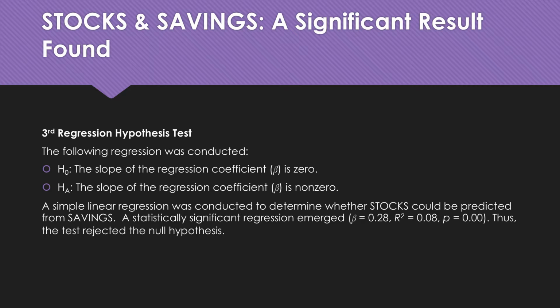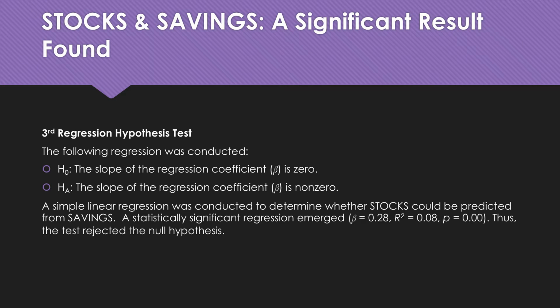The last regression hypothesis test that was performed is in regards to stocks and savings. We notice that the null hypothesis states that the slope of the regression coefficient is 0, and the alternate hypothesis states that the slope of the regression coefficient is non-zero.